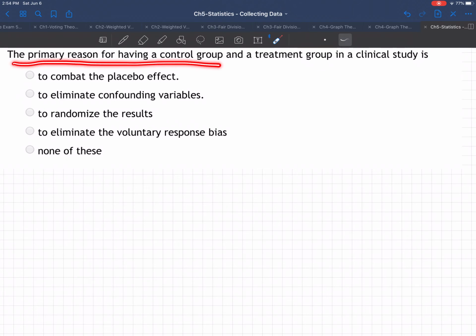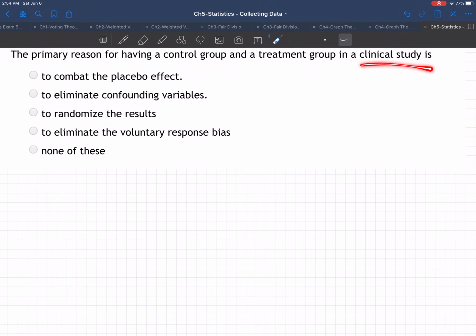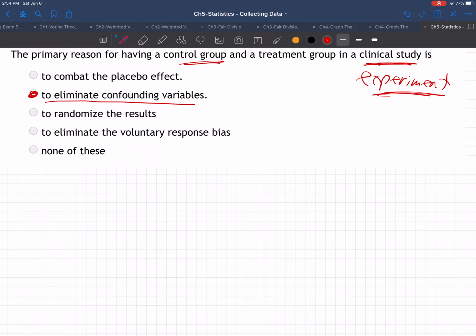The primary reason for having a control group and a treatment group in a clinical study is, well, let's see if we understand what's being said here. The answer to this question is to eliminate confounding variables. So what are we talking about, confounding variables? Well, a clinical study is another word for an experiment, and what that means is you have two groups, a control group and a treatment group. Remember the Boy Scouts example.